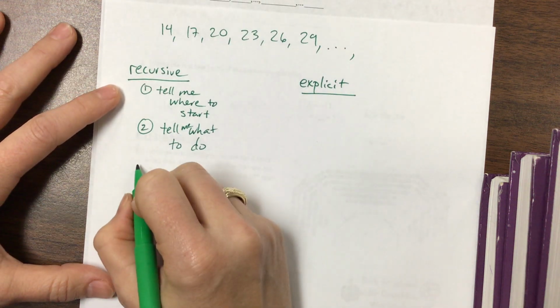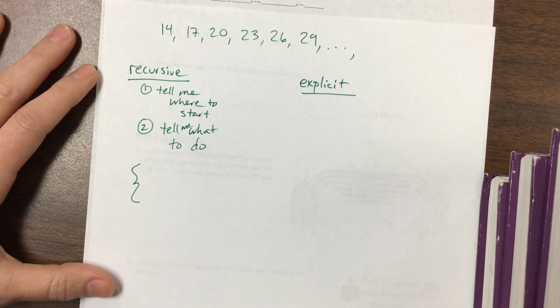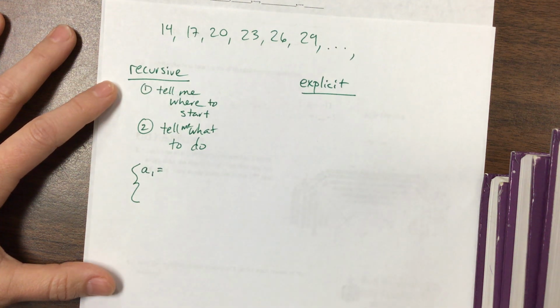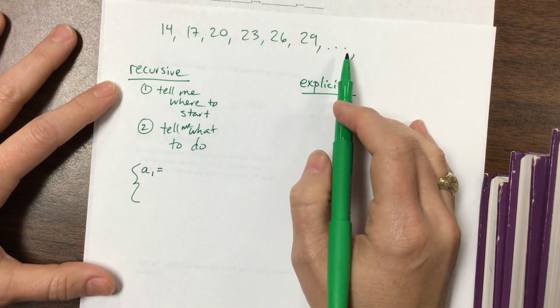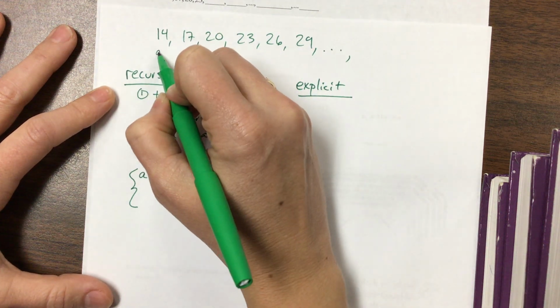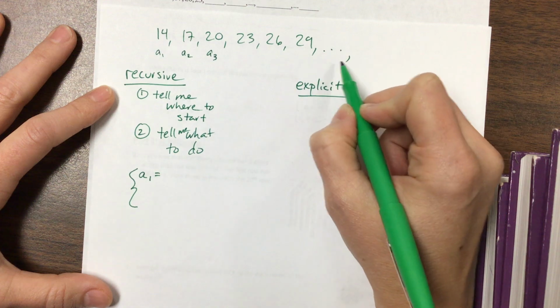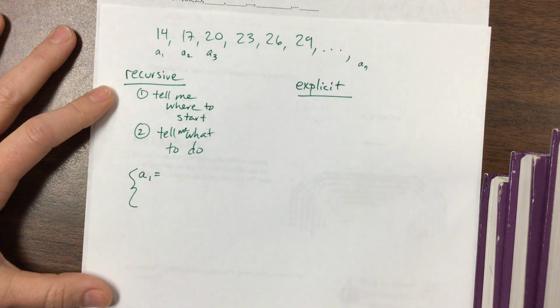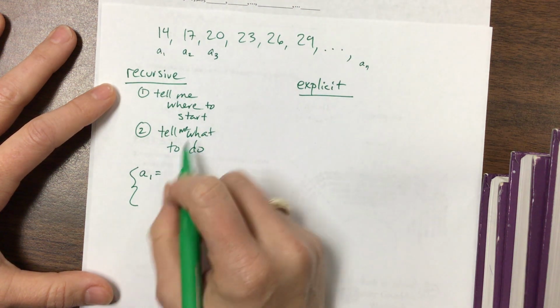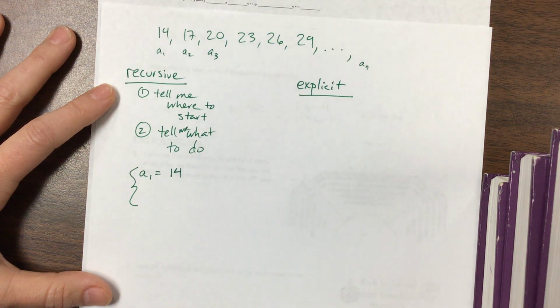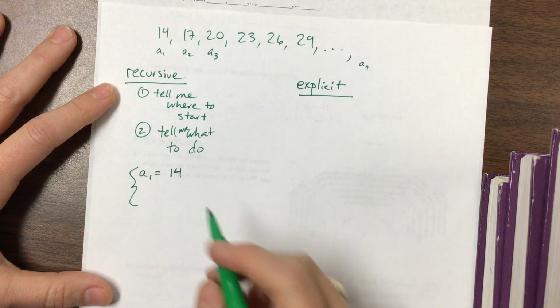On this one, we're going to write it this way. A sub 1, that's where you start. If you think about this being the sequence A, then this is your A sub 1, this is your A sub 2, this is your A sub 3, and so forth. What we'll be finding in a minute is A sub n. So on this one, we're starting at 14. That's our very first term of the sequence.